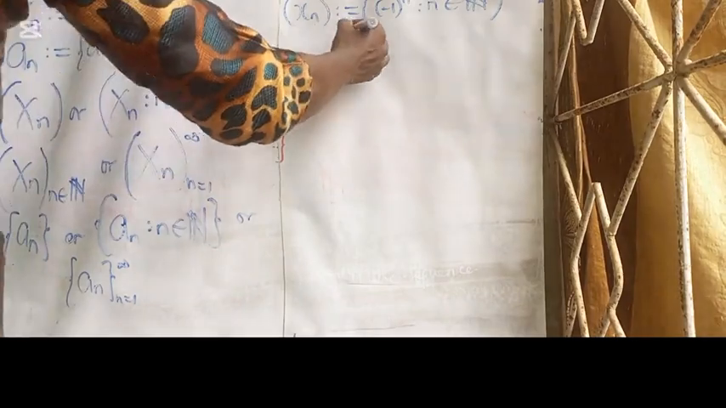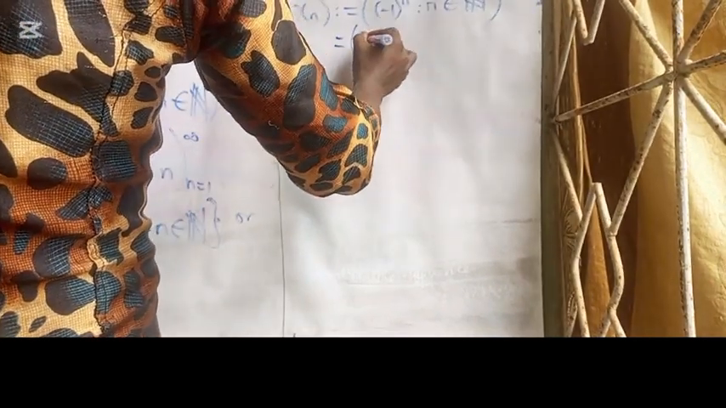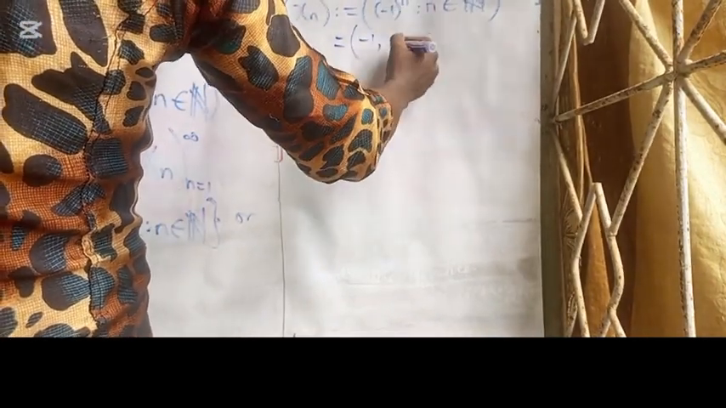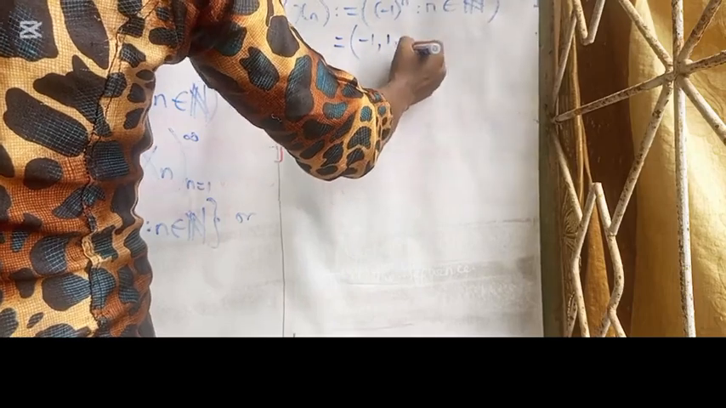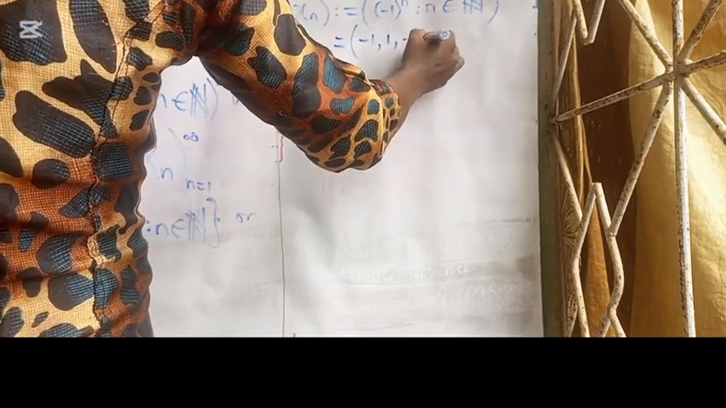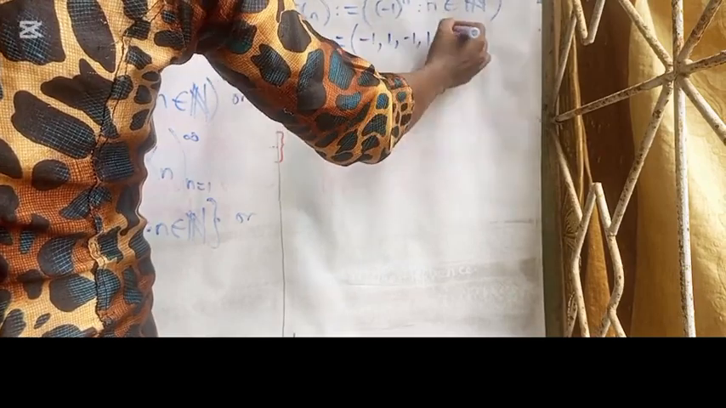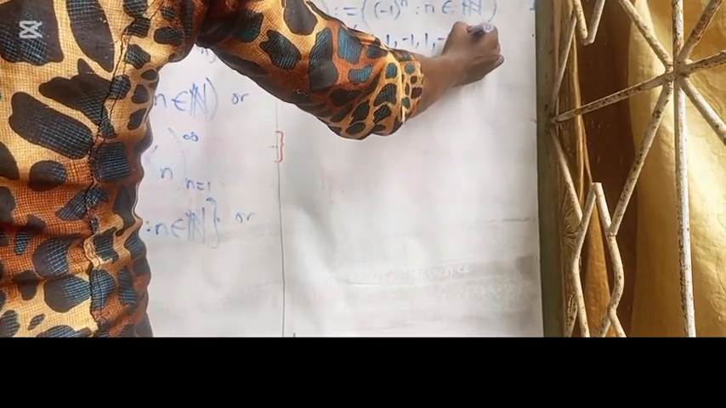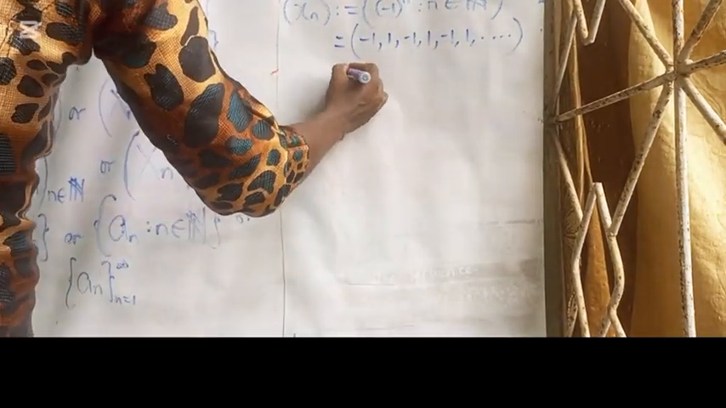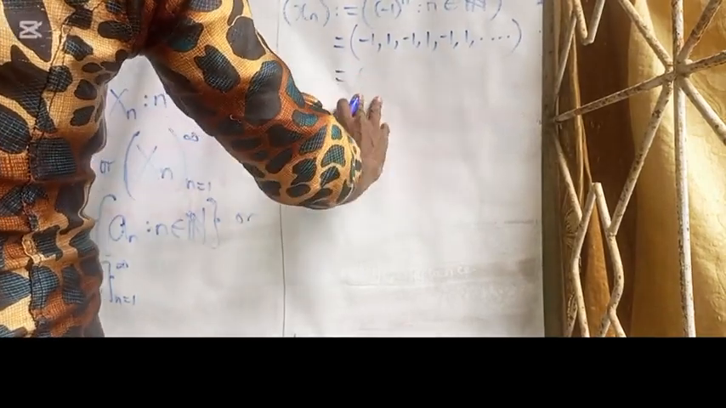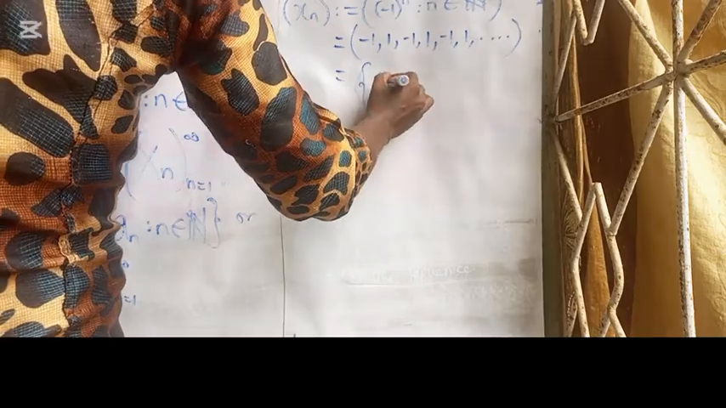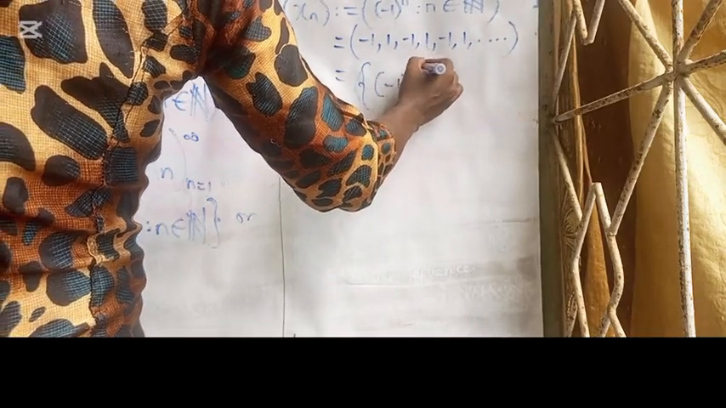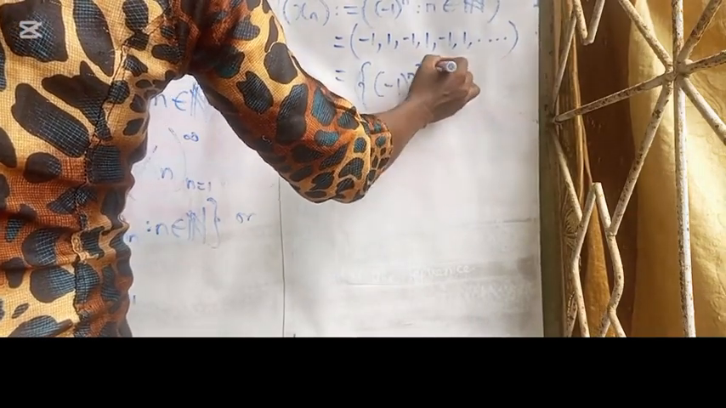The elements of this sequence are what? When n is 1, we have minus 1. When n is 2, we have 1. When n is 3, minus 1. When n is 4, 1. When n is 5, minus 1. When n is 6, 1. And it continues like that. This can be written as minus 1 raised to power n, as n moves from 1 to infinity.